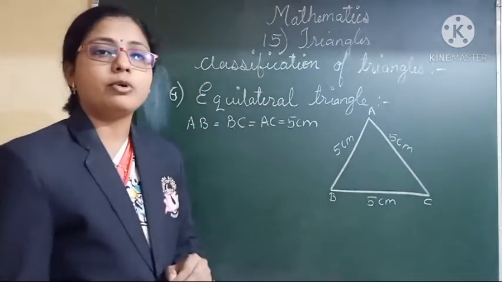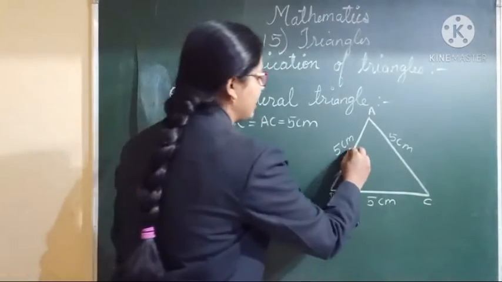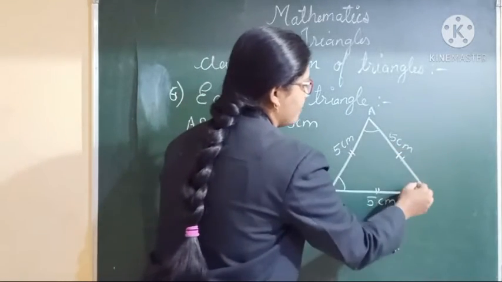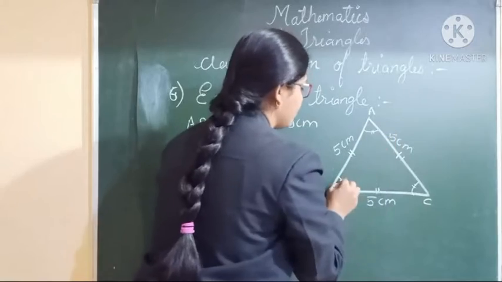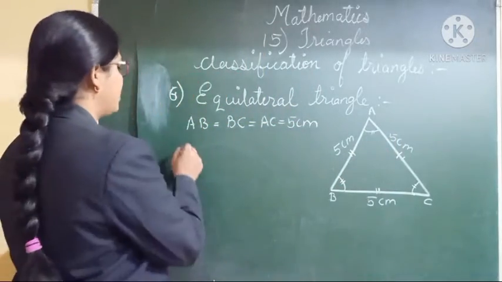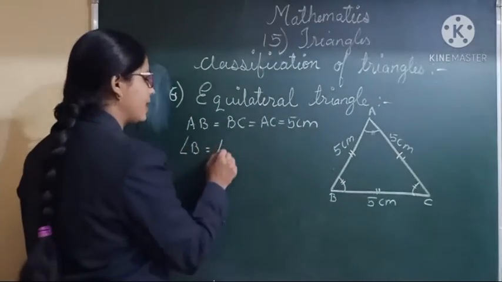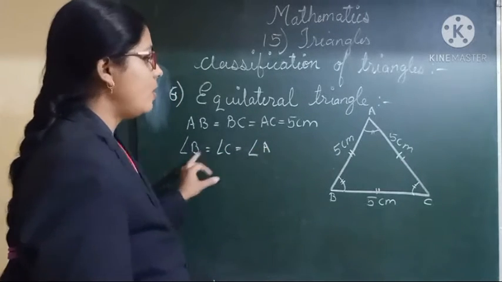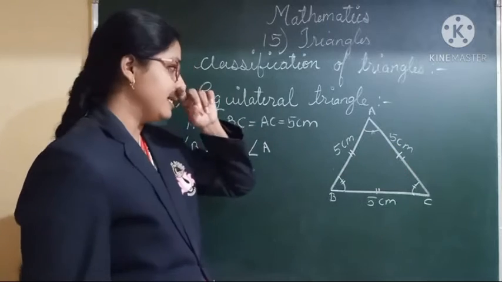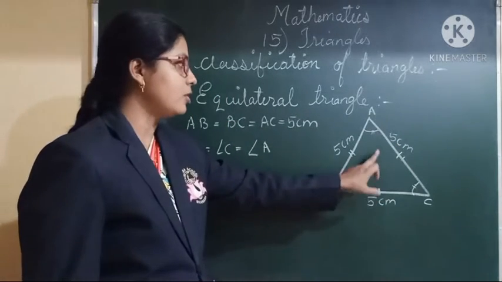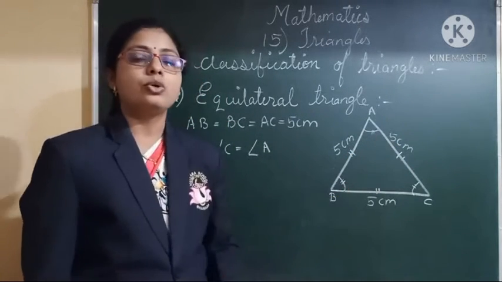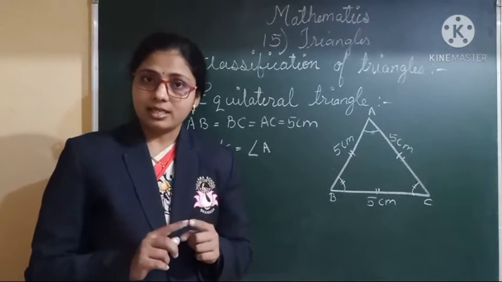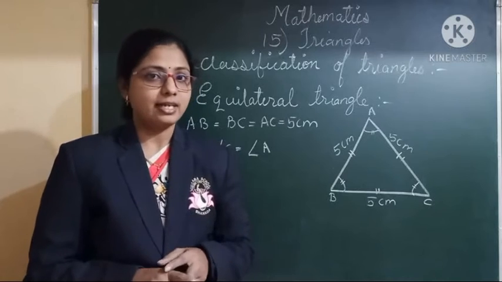One more property you have to keep in mind is that all the angles will also be equal to each other. Angle B equals angle C equals angle A. You can see the equality signs over here, on the sides and on the angles also. So the main features of an equilateral triangle are that all the angles are equal and all the sides are equal.